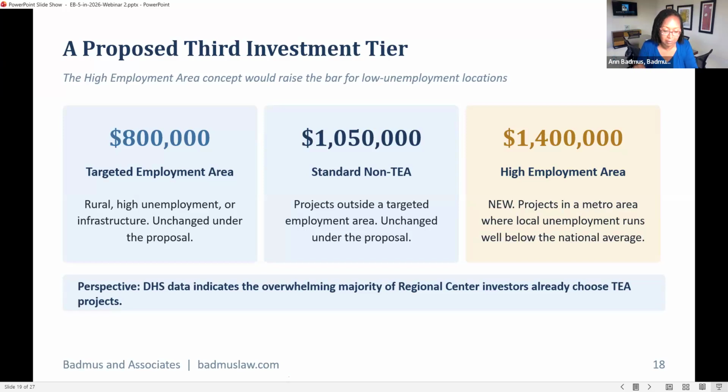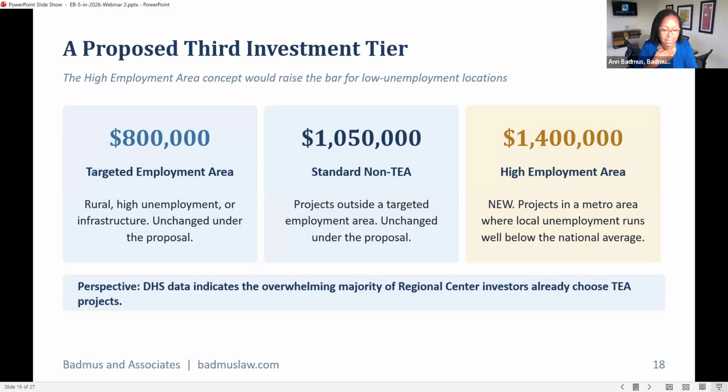The proposal would still leave those amounts, but will add a third tier, which will be $1,400,000 for what's called a high employment area. So, of course, areas that are metro or suburban areas that don't have a high unemployment rate. That number gets attention, but it's important to put it in perspective.